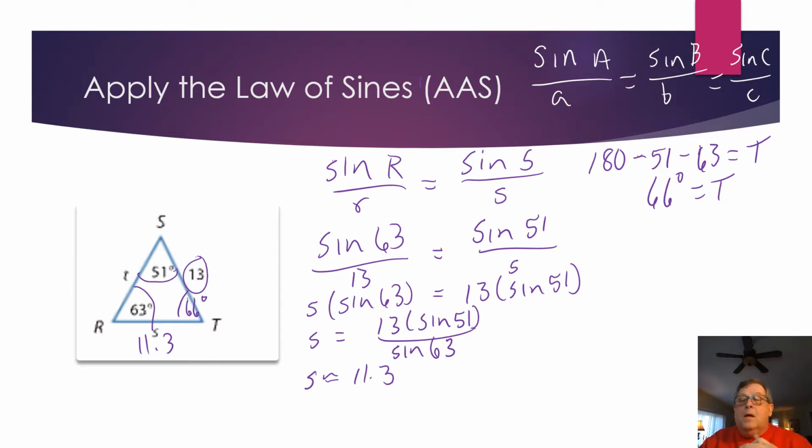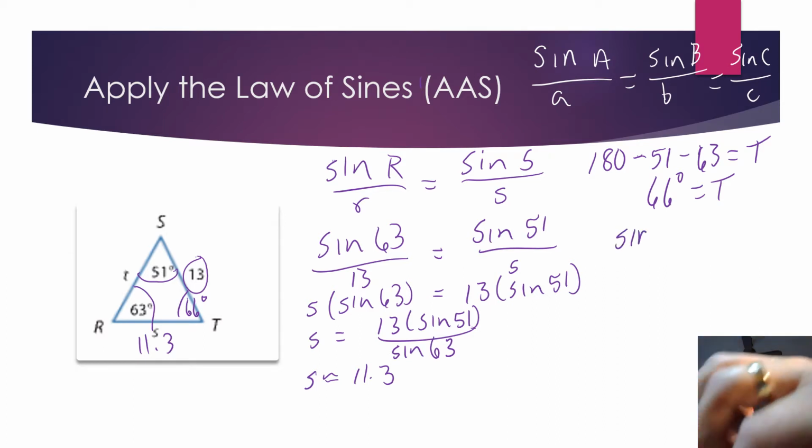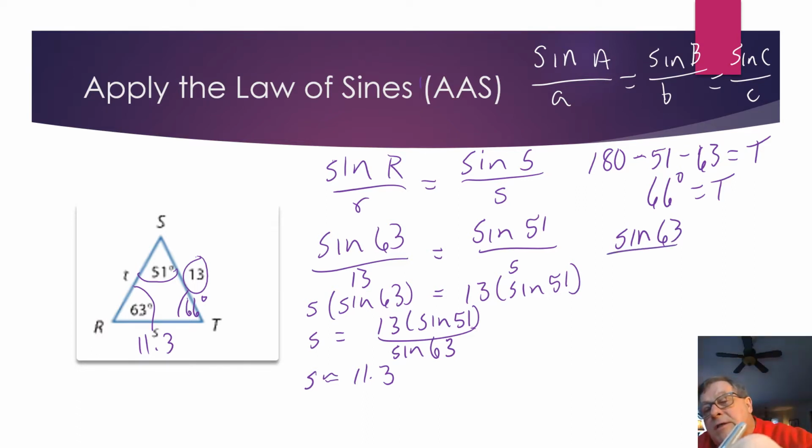Angle T. Now I can take this information and use it to find side T. When I'm setting up my ratios, I want to stay with the things that I was most given, which was angle R. So I'm going to say the sine of angle R, which is 63, over side R, which is 13. Do you see how I'm sticking with what I most know? Equals the sine of 66 over T.